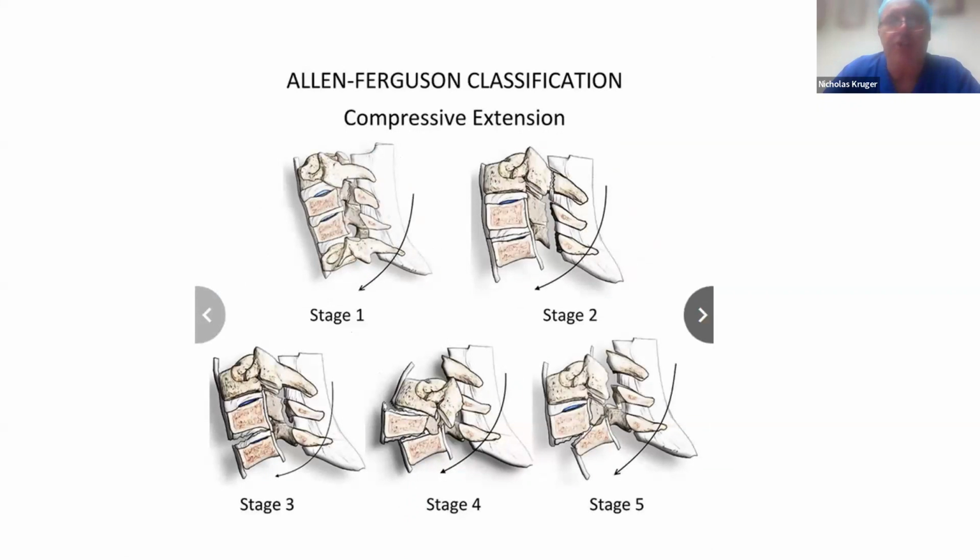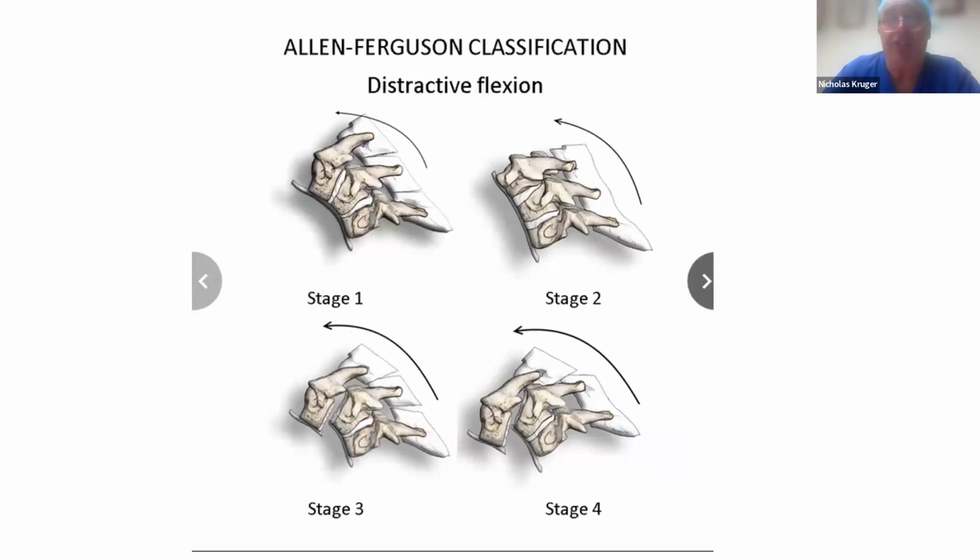Okay. So the ones you're going to see are the facet dislocations, which are your distractive flexion injuries. And there are different stages. Stage 1 is just facet subluxation. Stage 2 is the unifacet. Stage 3 is bifacet, and stage 4 is a complete olisthesis. So that's a simple DF.